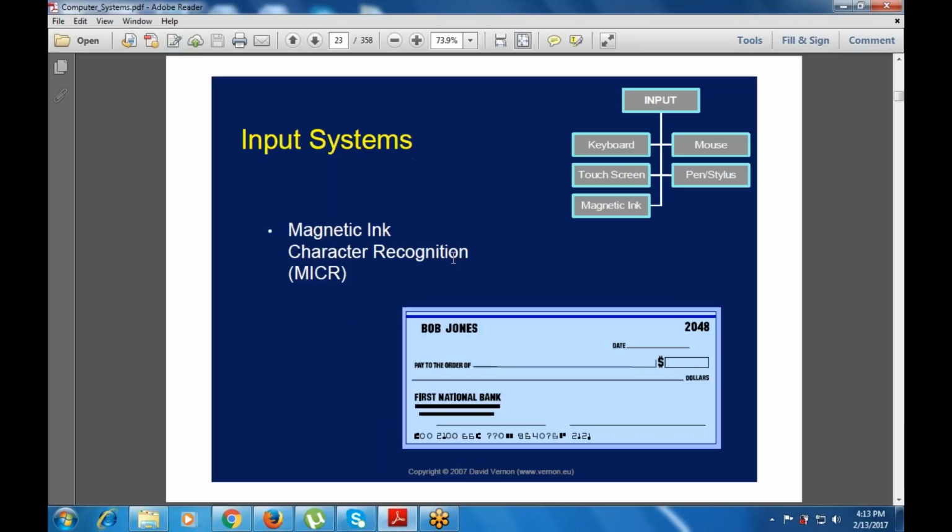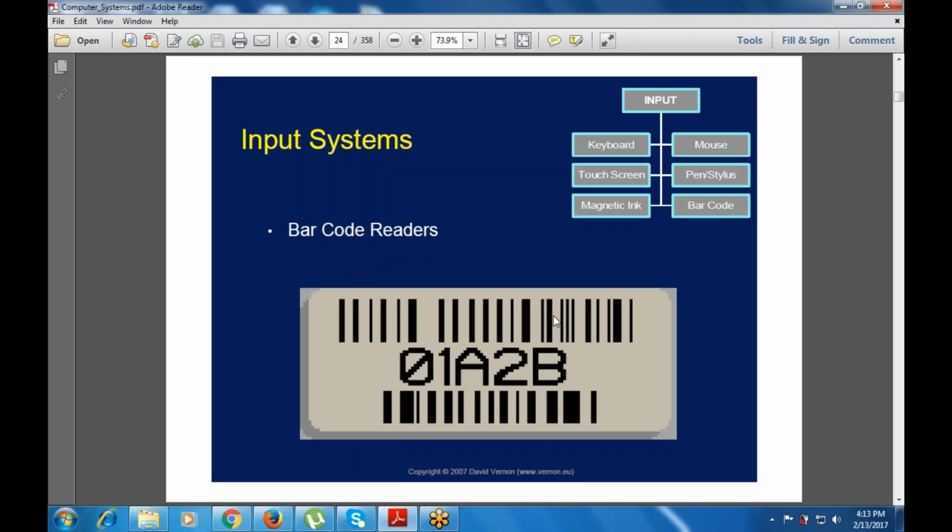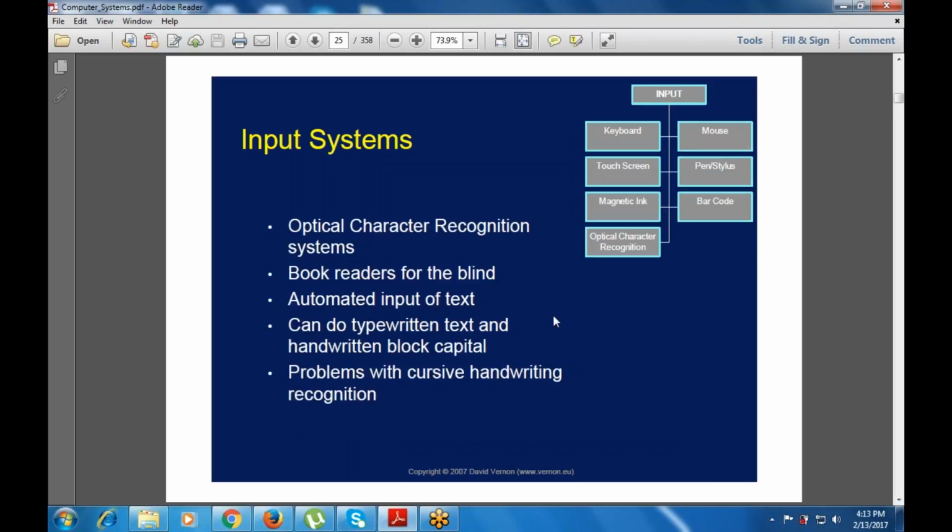This is magnetic ink character recognition. Whatever characters we recognize within this check, for example, are recognized by the MICR, that is magnetic ink character recognition. Then barcode readers, which are also used to read the barcodes.